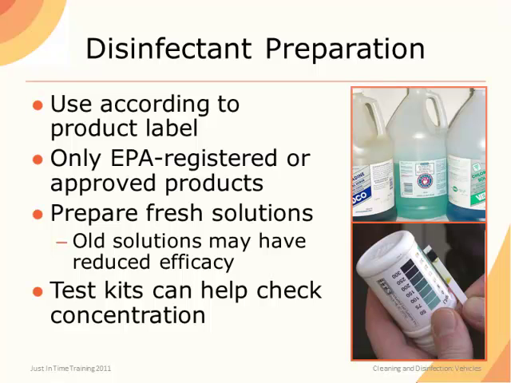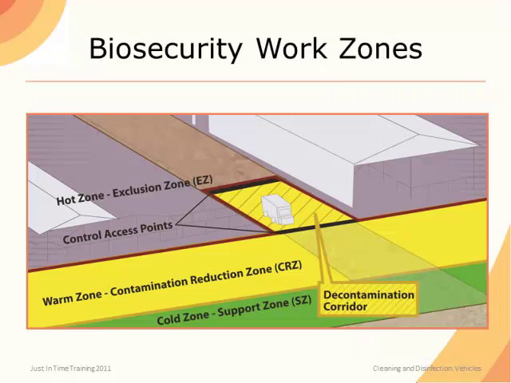The use of test kits can help to determine whether any chemical degradation of the disinfectant's active ingredients has occurred or that diluted solutions contain the necessary amount of active ingredient. As a rough estimate, 1 gallon of solution will cover approximately 100 to 150 square feet. During C&D procedures, biosecurity work zones must be maintained to prevent the spread of microorganisms.